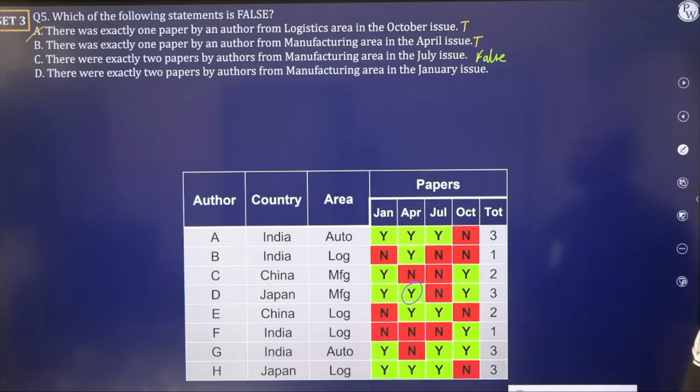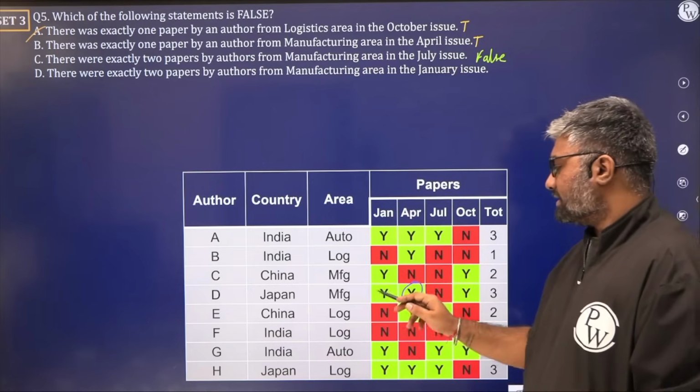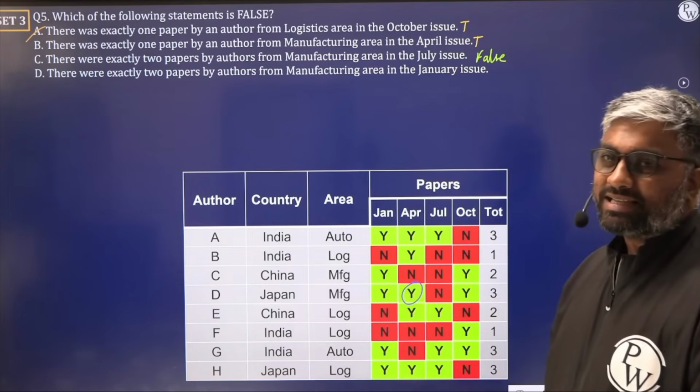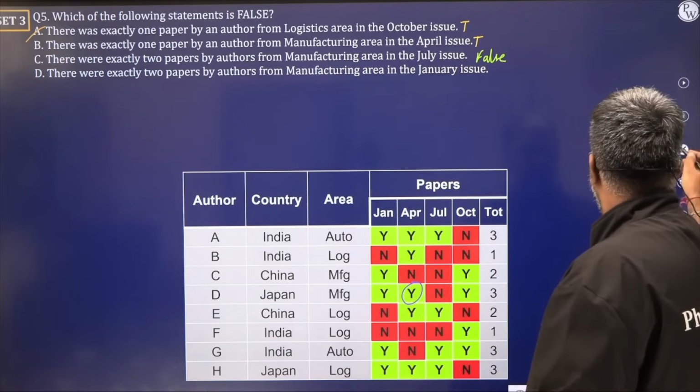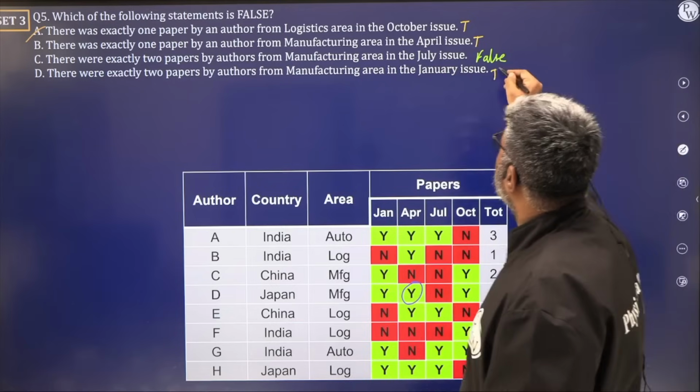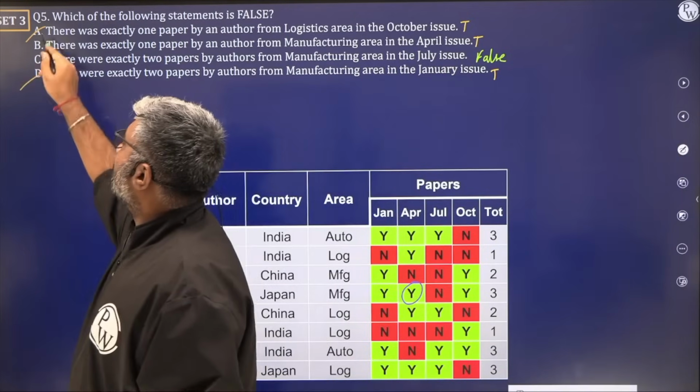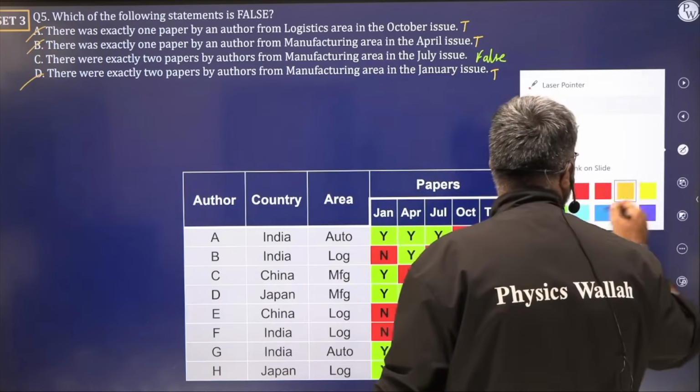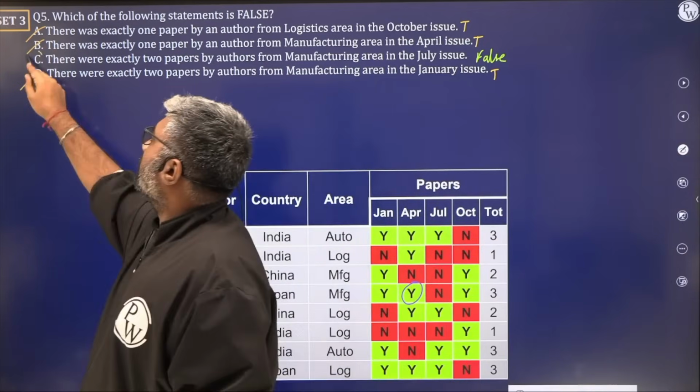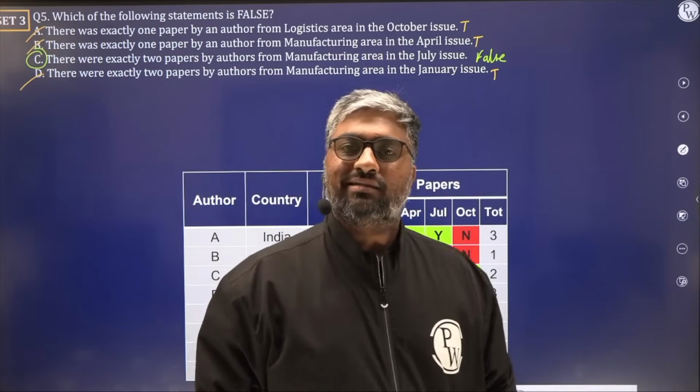There were exactly two papers by authors from manufacturing in Jan. Yes, yes, done. It took us what, like 10 seconds extra. Now we are very sure, right? We are very sure this is true. So this is gone. Option C is our answer. And now we can go to the next question or next set peacefully.